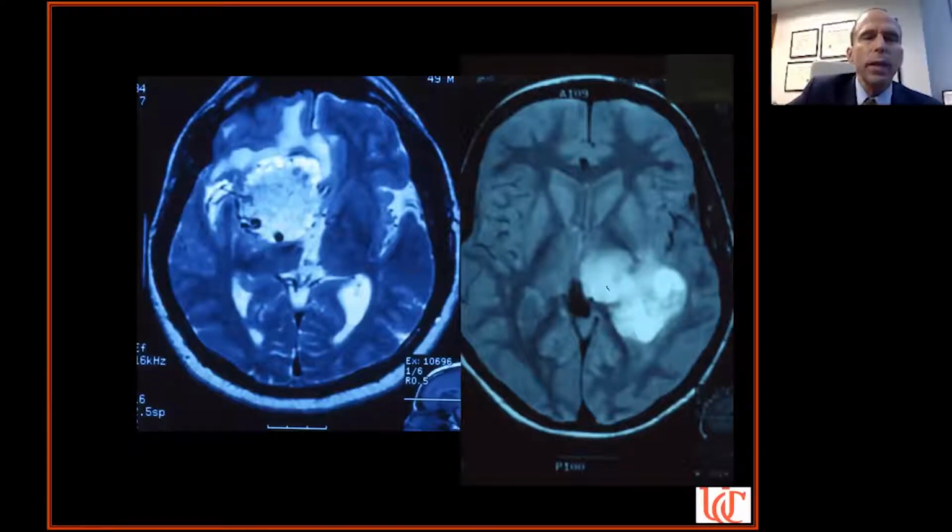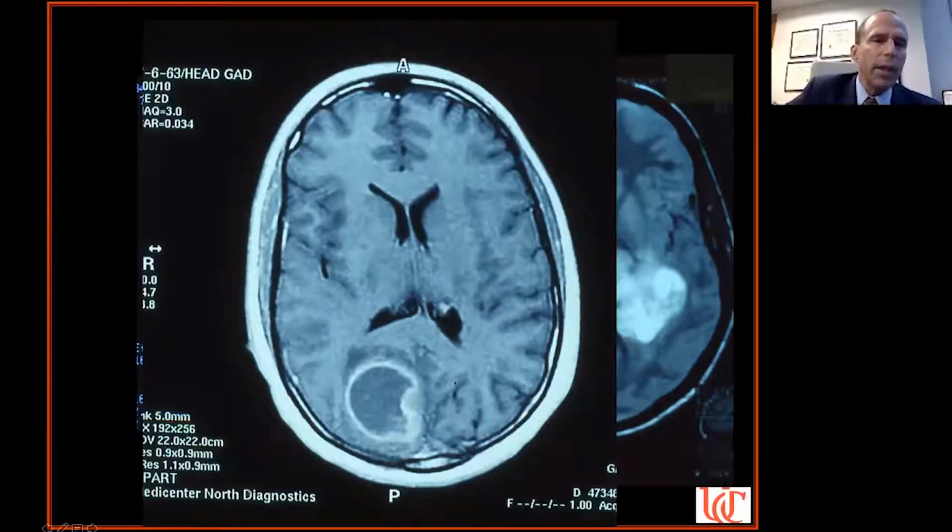And then some intrinsic tumors. So these are gliomas of different grades. I think this is a glioblastoma, intrinsic tumor of the brain, and another glioma over here. A glioblastoma in the occipital lobe causing very few symptoms.